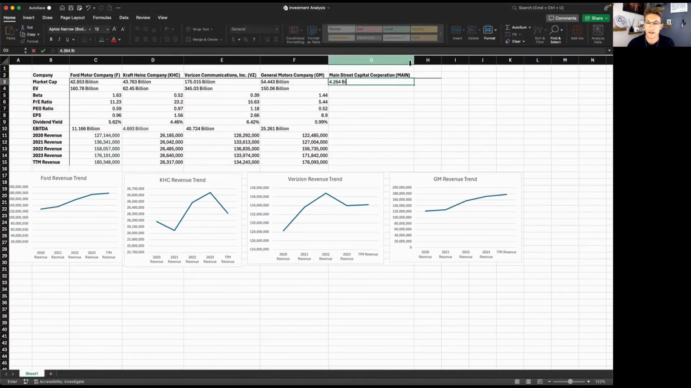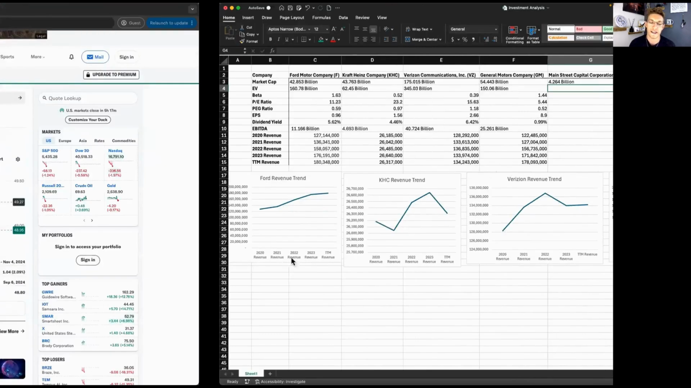4.264 billion. Now, right, huge number. It sounds like a big number, but that basically is saying, here's what the current market is saying the company's worth. Interesting to note that that is much, much smaller than these other companies that we've seen. So a lot smaller company, still a $4 billion company though, right? Still not tiny.